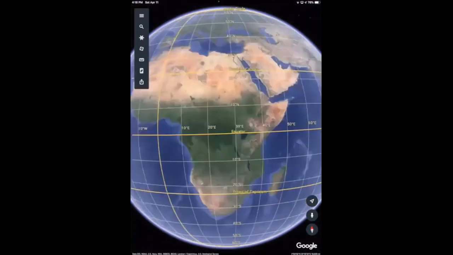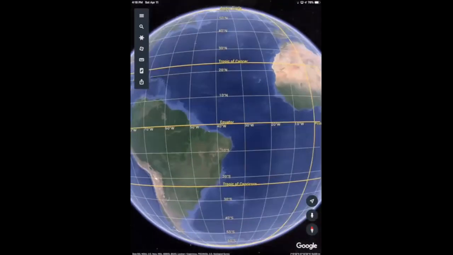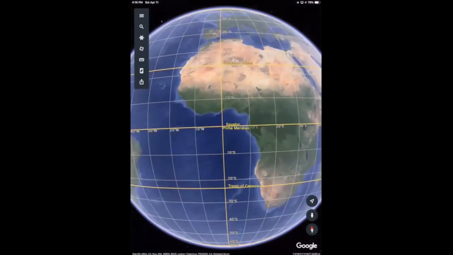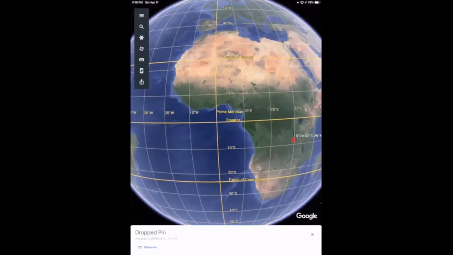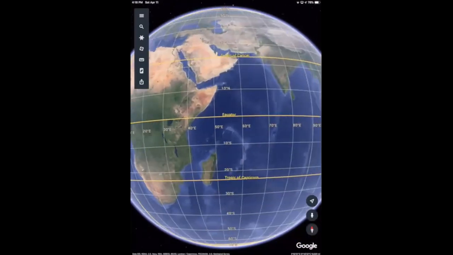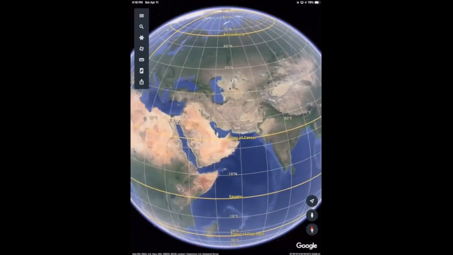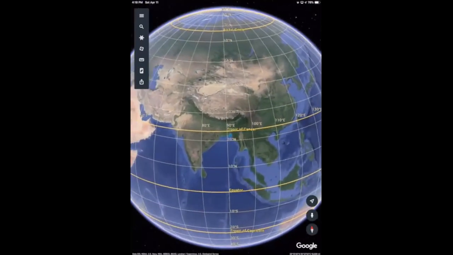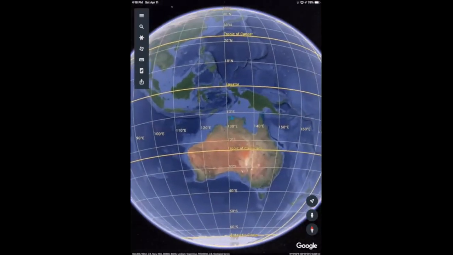So basically what that means is everybody who's on this side, I didn't mean to drop that pin, everybody who's on this side is in the Western Hemisphere. So west is everybody over here. And then east is everybody over here. So in the Eastern Hemisphere, we have most of Africa, almost actually all of Asia. India is in the Eastern Hemisphere, and Australia is in the Eastern Hemisphere.